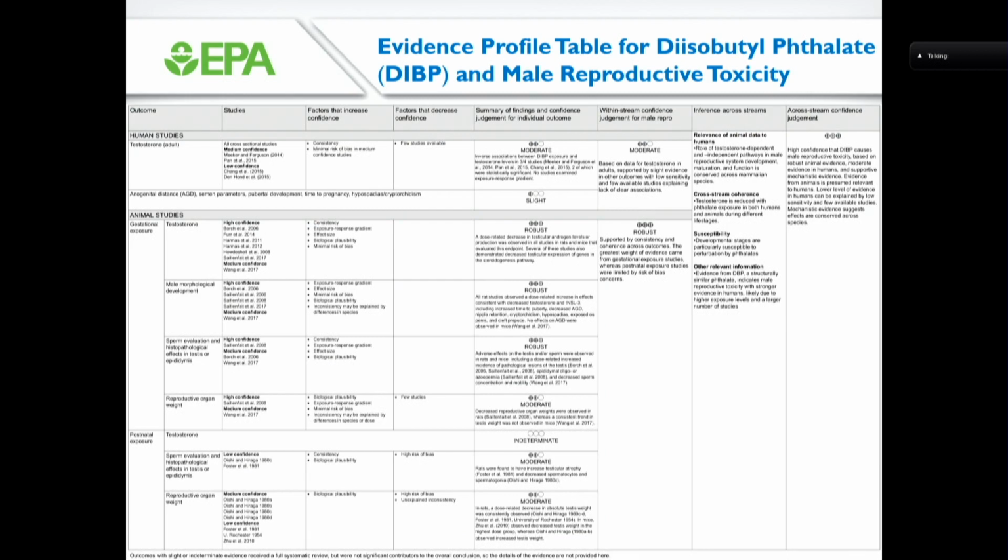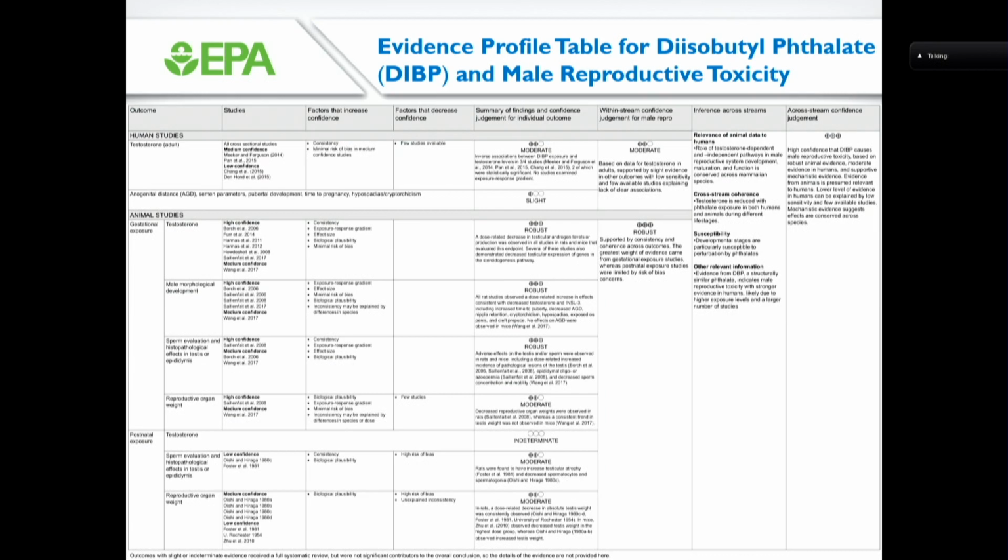And then the table outlines factors that increased your confidence across that collection of studies, factors that decreased it, and then some confidence assessment using some symbols. I think in our approach, it goes from inadequate to slight to indeterminate to slight to moderate to robust. And in this case, the way that this worked is that the individual confidence in different types of male reproductive effects, testosterone versus reproductive organ weight, you might have had different conclusions there, but they were all wrapped up into a conclusion about male reproductive toxicity. And the same for human.